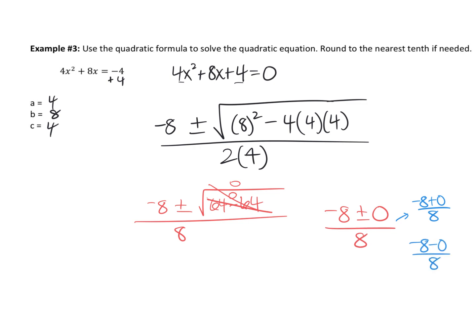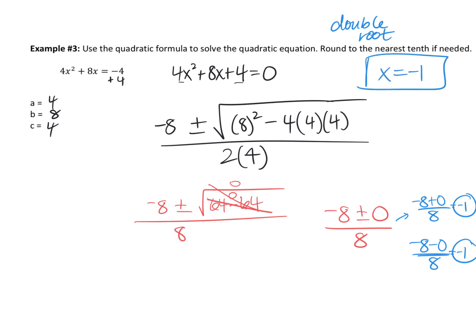So negative 8 plus 0 is negative 8, divided by 8 is negative 1. There's one solution. Negative 8 minus 0, negative 8 divided by 8 is also negative 1. So I got the same number twice. That's called a double root. So that just means there's only one solution, and it is x equals negative 1.